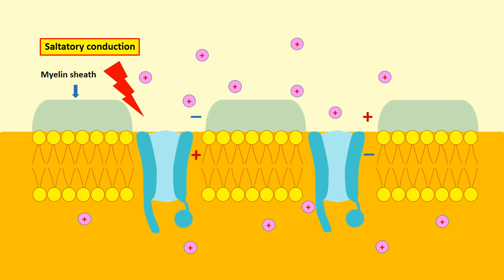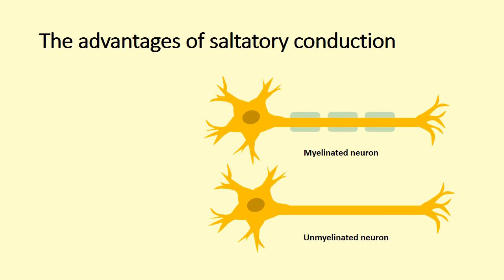The influx of positive ions across one channel, and following that, the flow of positive ions inside the axon, stimulates the next channel and depolarizes the cell membrane at that point. Saltatory conduction has two important benefits.